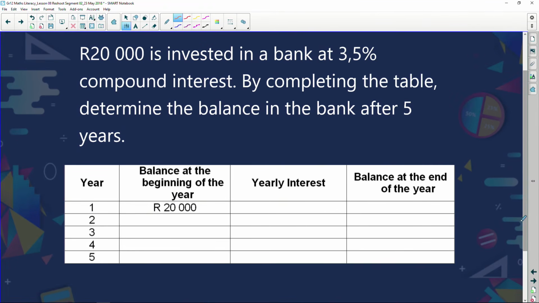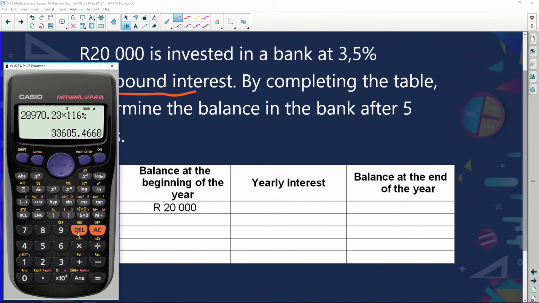Right, let's have a look here. 20,000 Rand is invested in a bank at 3.5% compound interest. By completing the table, determine the balance in the bank after the 5 years. Now, this is how examiners are beginning to ask this sort of question, where they're giving you a table and you've got to fill it in. So let's have a look here.